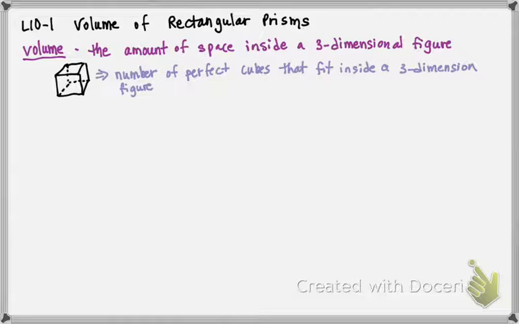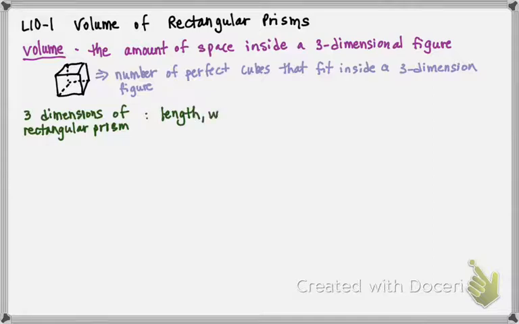So when we talk about three dimensions, and we are speaking specifically of a rectangular prism in this particular place, the three dimensions of the rectangular prism will include two that we're familiar with from rectangles, length and width. The third one has two different names. It's either called height or depth.